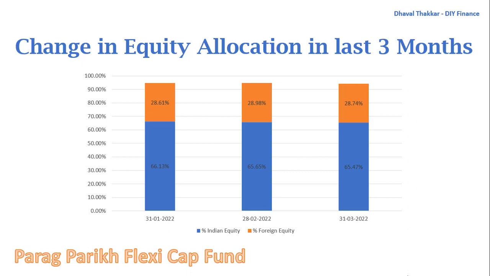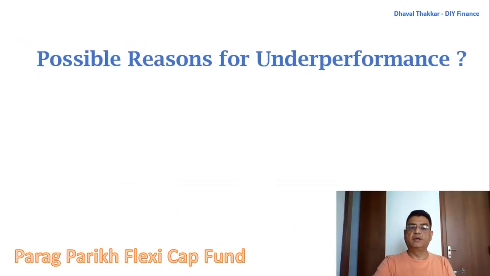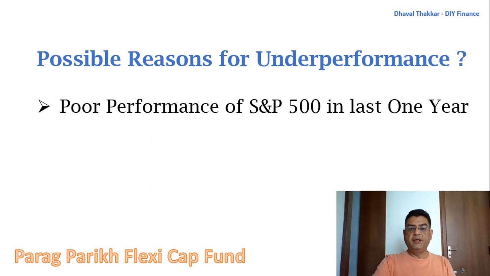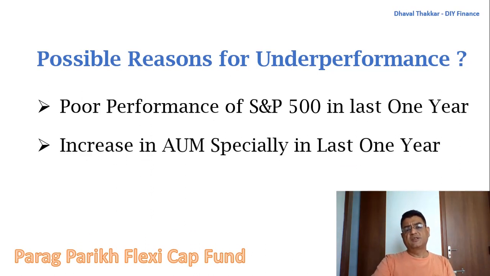So now let's try to understand the reasons behind the underperformance of this fund since the last 1 year. First, the performance of S&P 500 has been quite poor as compared to our Indian index, which could have been one of the reasons for the fund's poor performance. And the second reason I feel, as evident at the start of the video, the fund's AUM has increased from 8,200 crores to 21,800 crores, that is a rise of 13,600 crores. And it becomes difficult for any fund manager to deploy such money efficiently in a period of 1 year, which could be one of the reasons for the fund not performing well in the last 1 year.